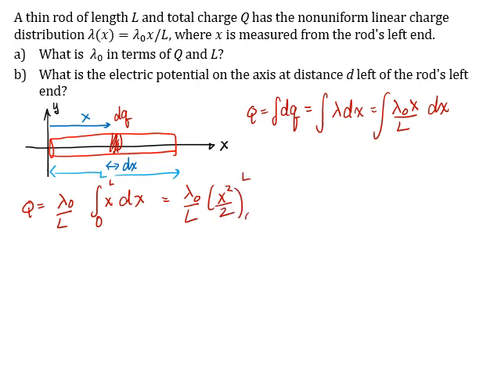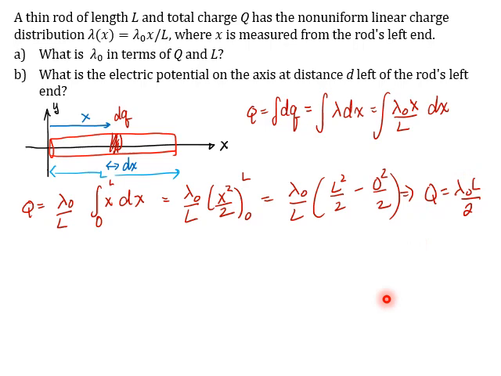That has to be evaluated at L and 0, so that gives us lambda naught over L times L squared over 2 minus 0 squared over 2. That gives us a total charge on that rod equal to lambda naught times L over 2. So that's an expression for the net charge. We're almost done. We were asked for an expression for lambda naught, so let's just solve for that. Lambda naught, the constant in our expression for charge density, is twice the total charge divided by the length.